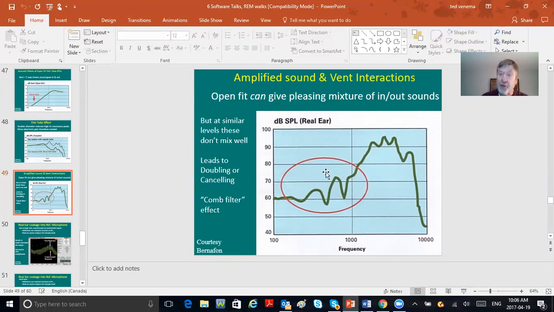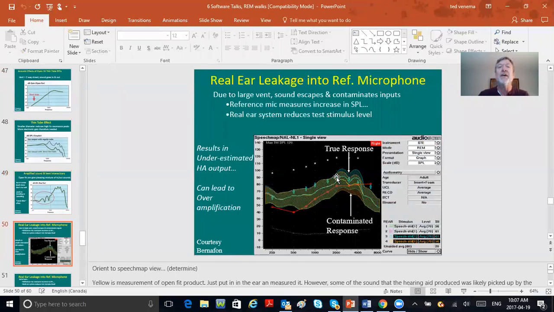When you've got interaction between the sounds coming out of the vent and sounds coming into the vent, there sometimes can be phase interactions, thus causing cancellation or doubling. Okay, so this is just another consideration to recall. It's just something to be noted. But at any rate, real ear leakage into the reference mic due to the large vent.